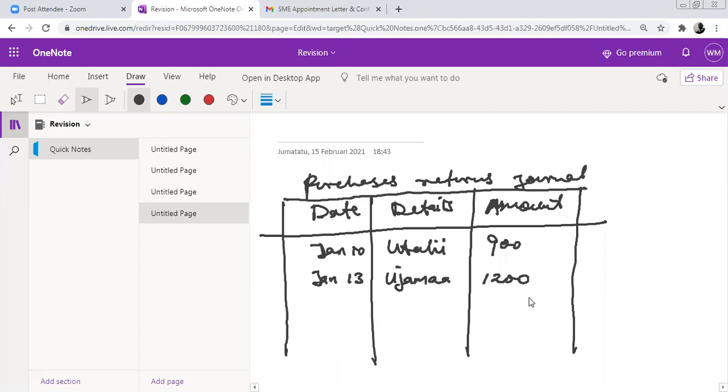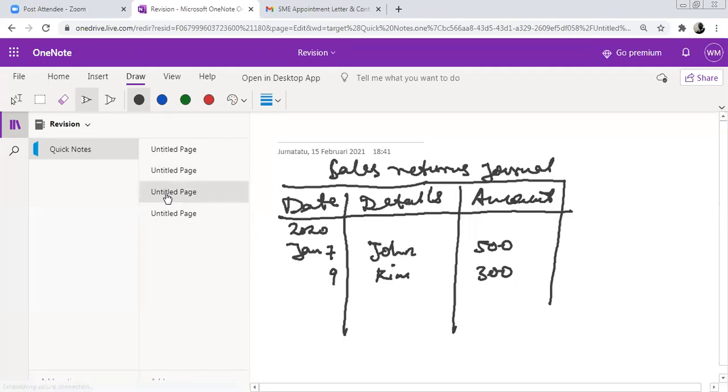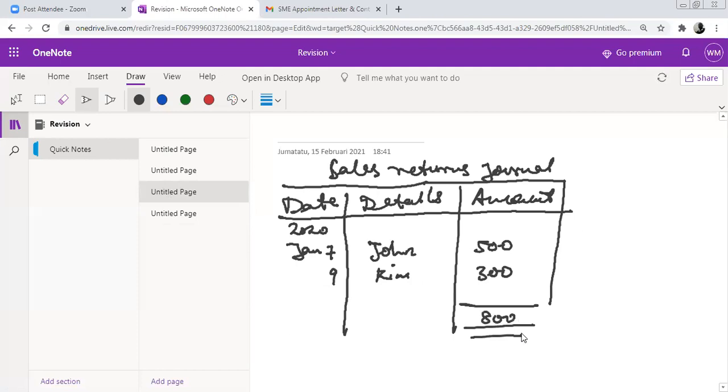At the end of the day, you add these to get the total purchases returns. You add this plus this, and it is going to be 2,100. This is the total purchases returns for that particular period that you are considering. For the sales returns, you add this and that, and you find that in that period, maybe the first 2 weeks, this was the total sales returns.